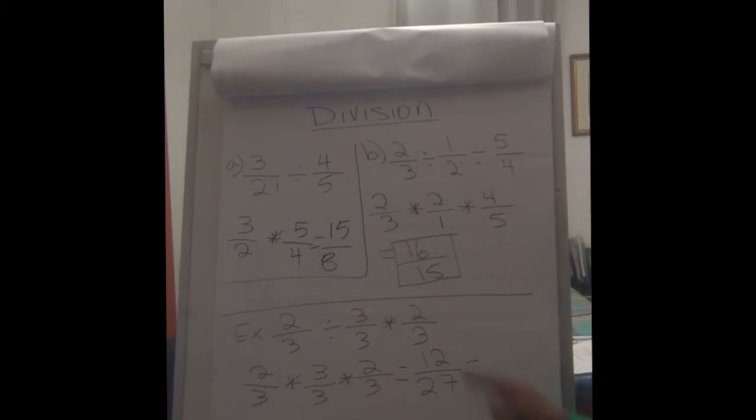And now, can I simplify 12 over 27? Well, can I divide by 2? Yes. Can I divide by 2? Nah. Can I divide by 3? Yes. Okay, so 12 divided by 3 is 4. 27 divided by 3 is 9. So that's what you get? Yes. Okay, cool then. So, final answer, 4 over 9. Let's do one more problem.